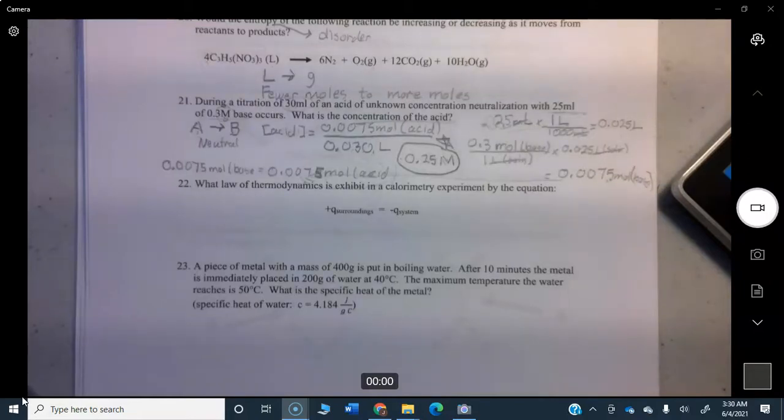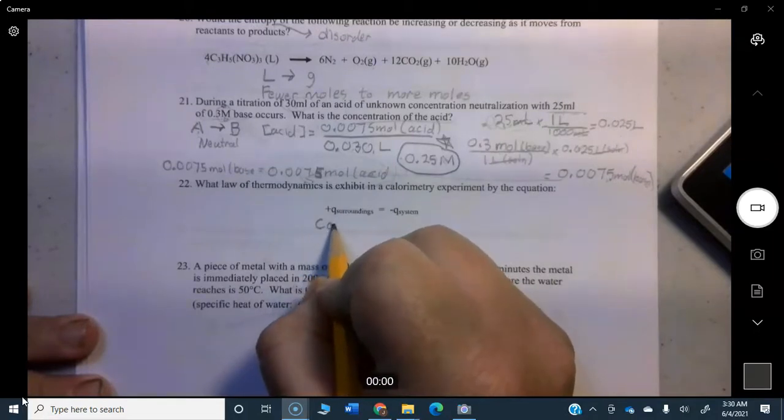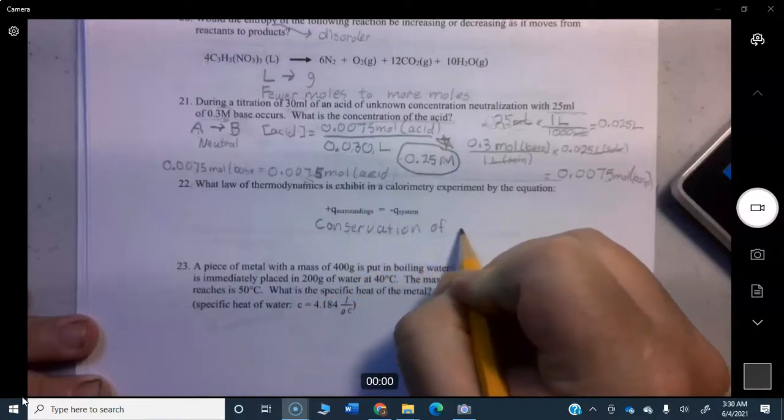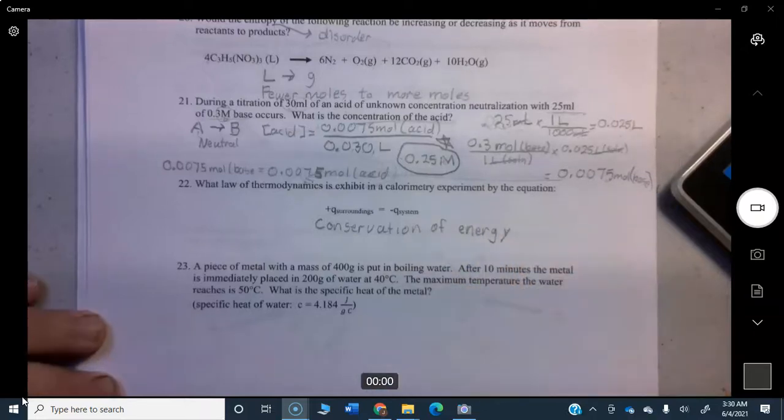Okay, let's get going. Number 22, what law of thermodynamics is exhibited in a calorimetry experiment by the equation? And the heat going into the surroundings equals the opposite of the heat coming out of the system. That's conservation of energy. That happens to be the first law of thermodynamics, but you don't need to know that it's the first law. It's just conservation of energy. Okay.